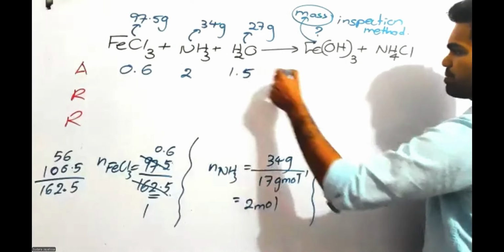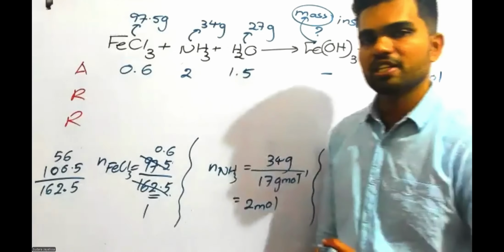But we forgot to do one important thing. What is that? Balance the equation using the inspection method. We'll do that.